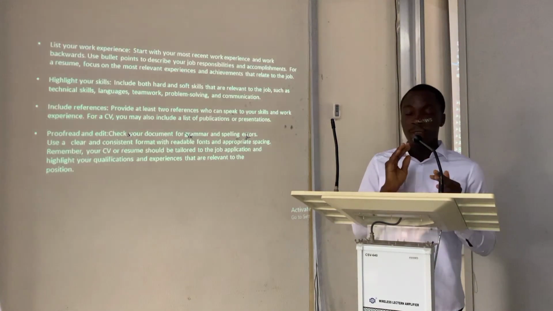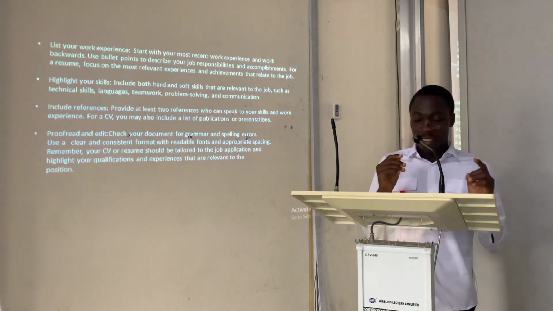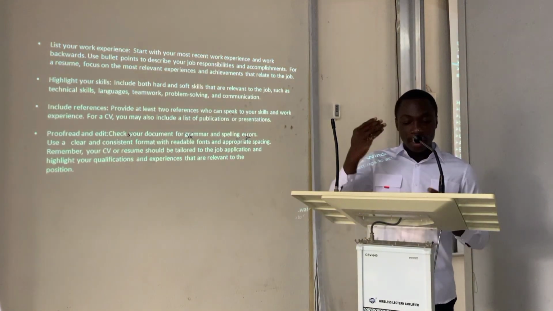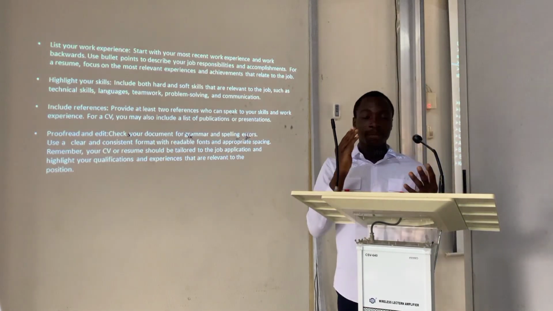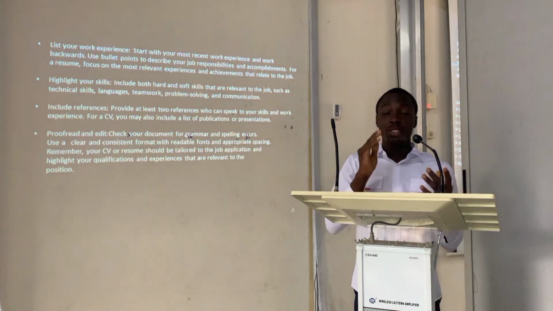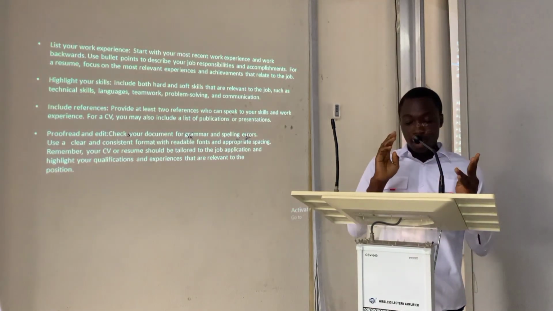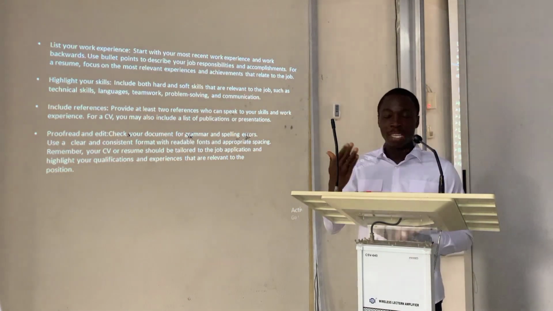That lists your degrees, certifications, and any other relevant qualifications that are required for the job. The fifth one, list your work experience and accomplishments. Start with your most recent job at the top and work backwards. The sixth one, highlight your skills. Hard skills and soft skills, for example, technical skills, languages, communication, etc., should be listed that are relevant to the job.